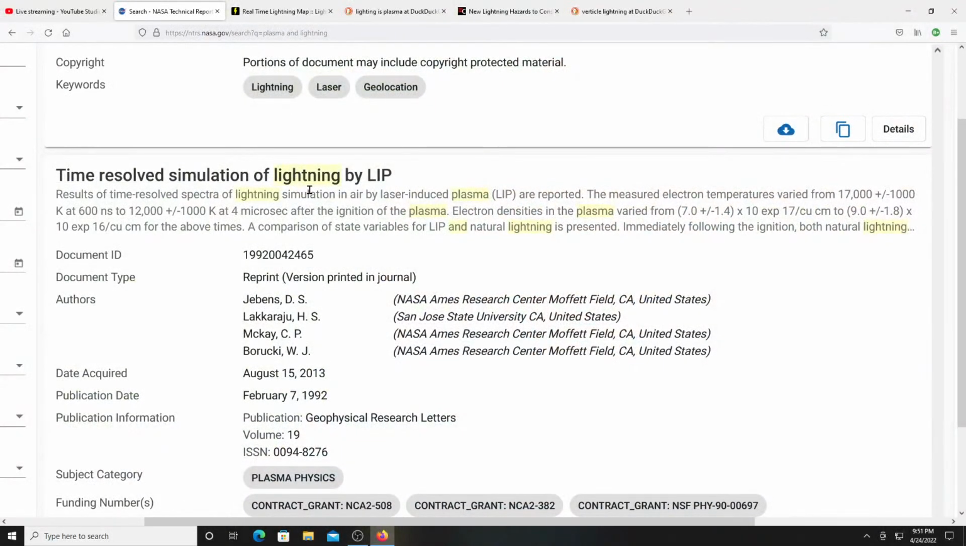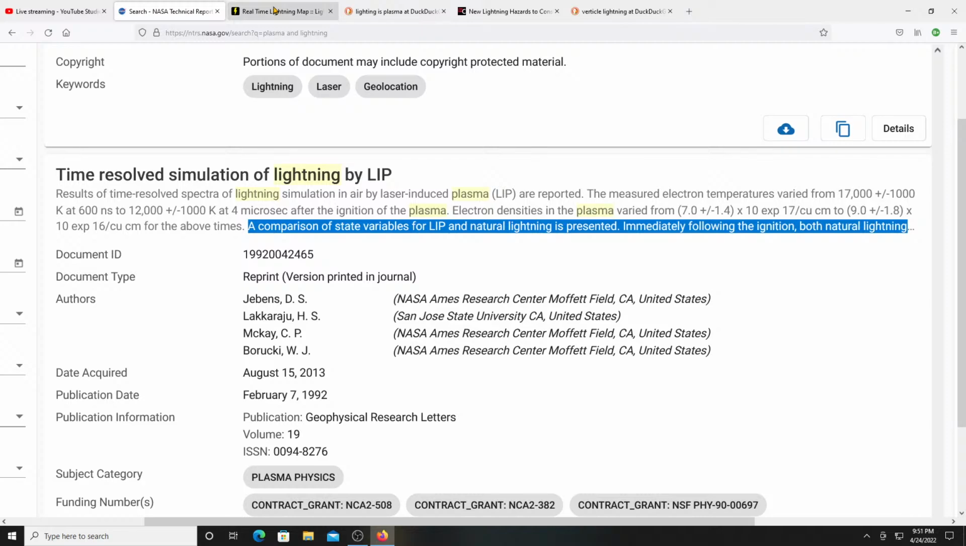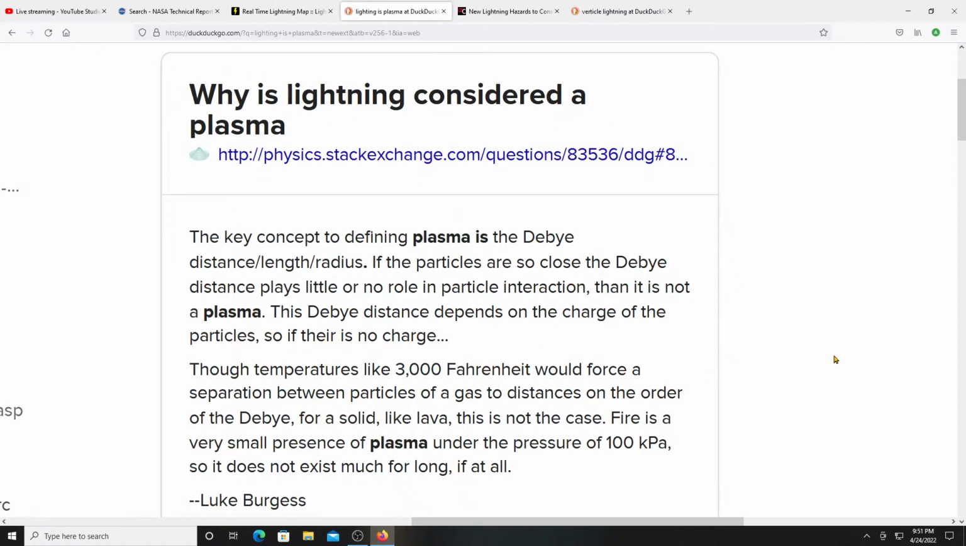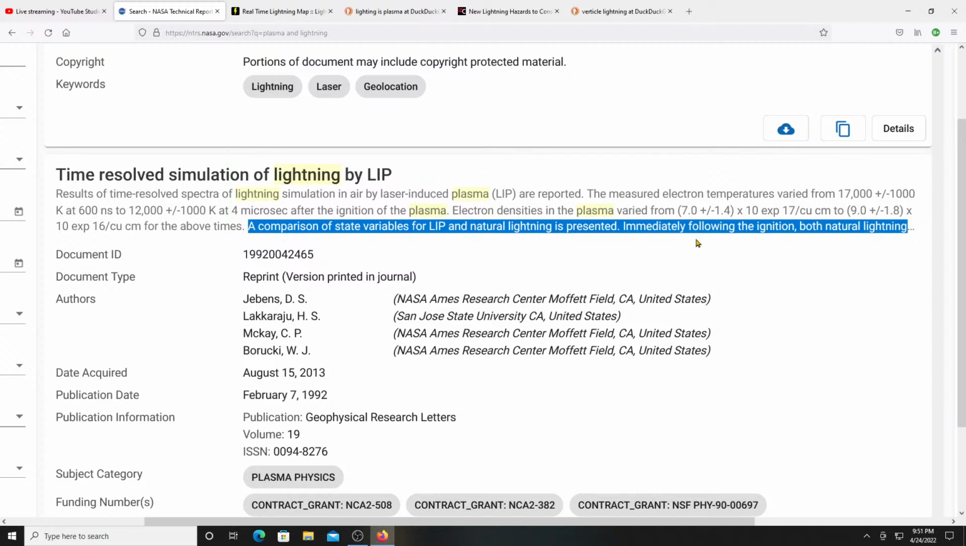Simulation of lightning, plasma. Oh, let's look at this. Time-resolved spectra of lightning simulation in the air by laser-induced plasma is reported. The measured electron temperatures, electron densities in the plasma, and a comparison of state variables for LIP, laser-induced plasma lightning. So, electron densities in the plasma. Well, that would be lightning, because lightning is considered plasma. That's what it would be.